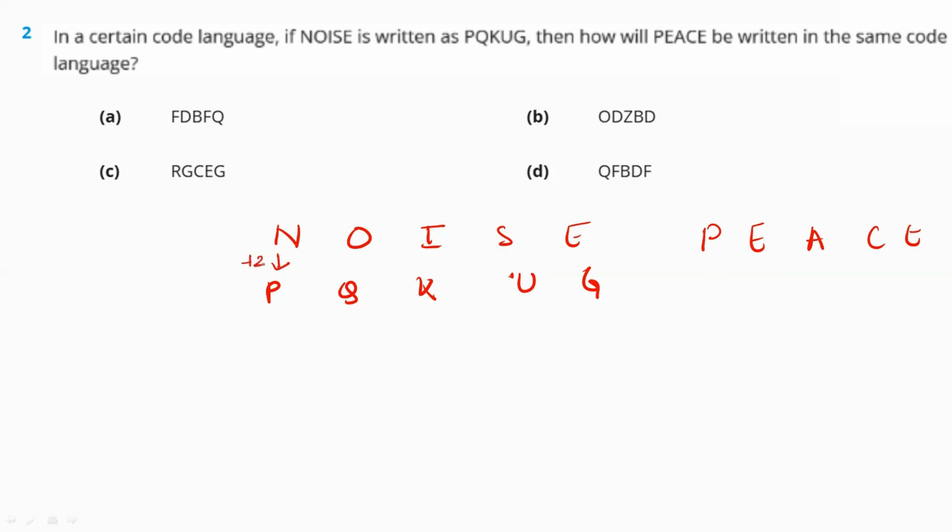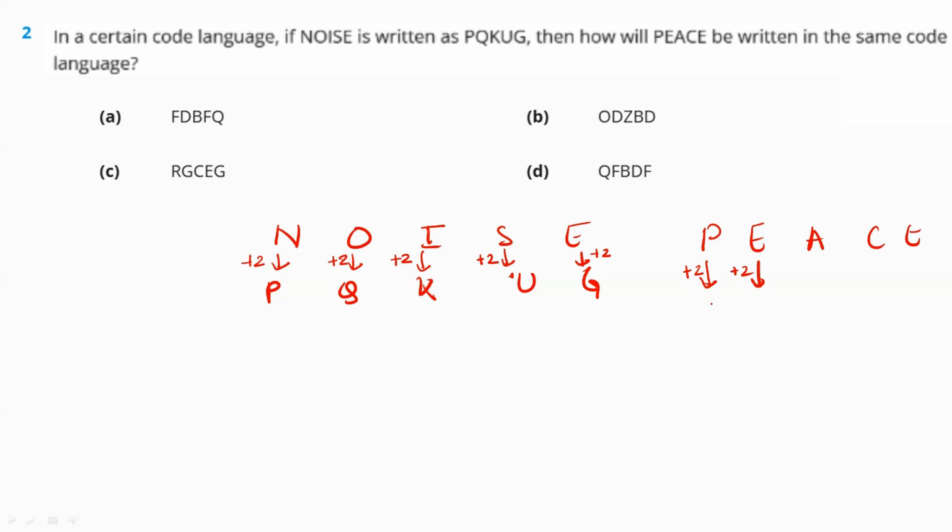Okay, N plus 2, you get P. Jump 2 letters from O and we get Q, jump 2 letters from I and we get K, jump 2 letters from S and we get U, and jumping 2 letters from E, we get G. So similarly, we have to jump 2 letters each in order to get our answer, right?